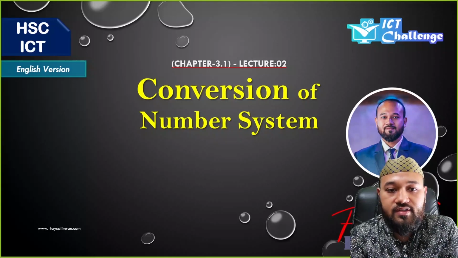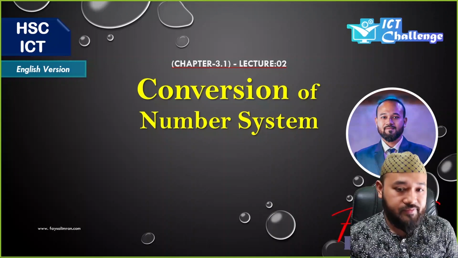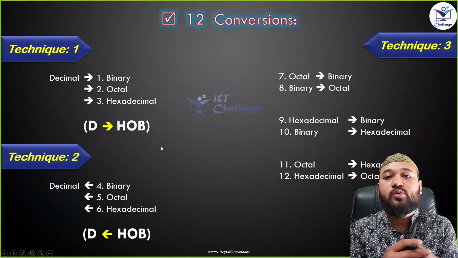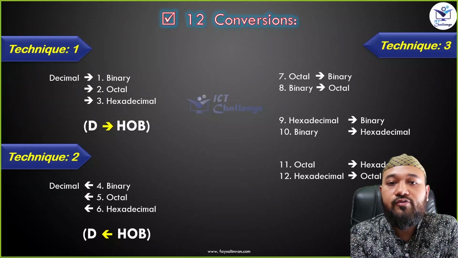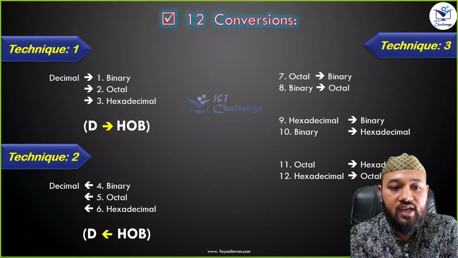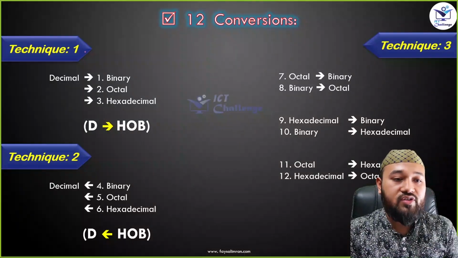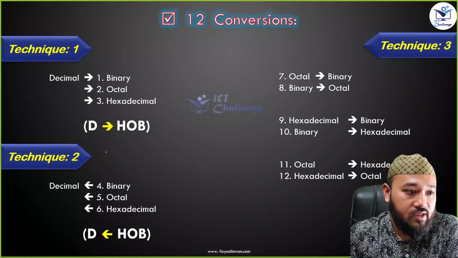Today's lecture is conversion of number system. This is our lecture 2 of chapter 3. So let's start. We have 12 conversions in this chapter. We already know that we have 4 kinds of number system: decimal, binary, octal and hexadecimal. There are 12 kinds of conversion and we must learn this in 3 different techniques, and it's a very easy technique. Let's see.